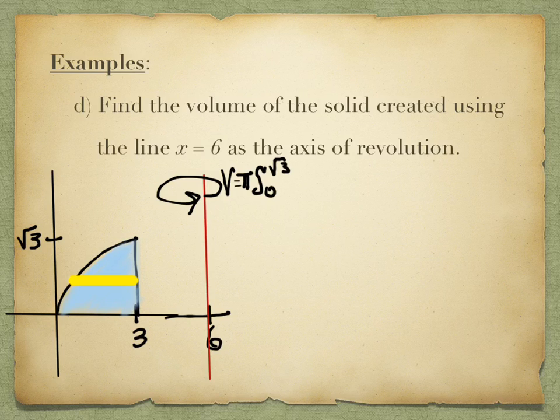Okay, say that louder for me, Jordan. Okay, so where are you getting 6 minus square root of x? Can you tell me? The distance from the line of 6 to the function of the square root of x.